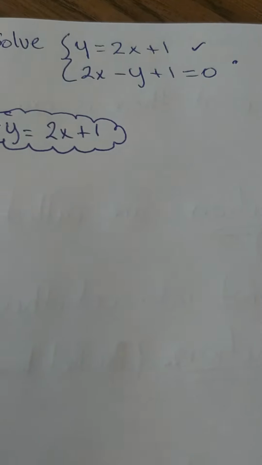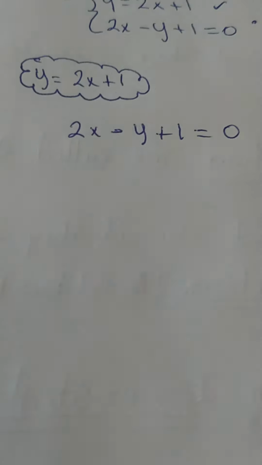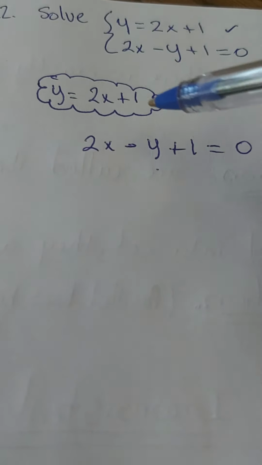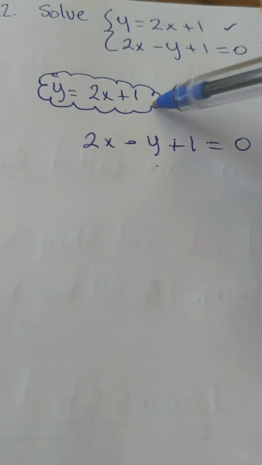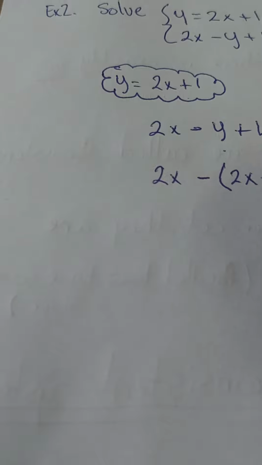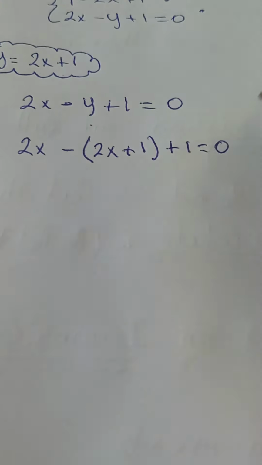And now we're going to write the second equation, 2x minus y plus 1 equals 0. And then we're going to substitute. Instead of writing y, we're going to write 2x plus 1. So we get 2x minus (2x plus 1) plus 1 equals 0.